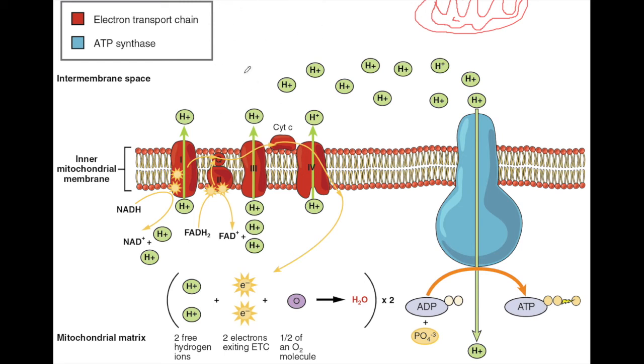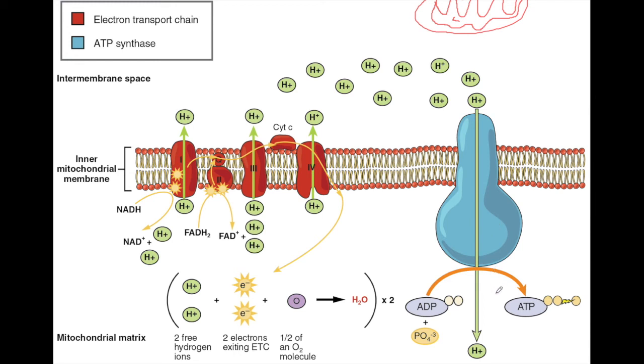So we've got a high proton concentration here. Therefore, by diffusion, they want to pass where? Inside the matrix, and they do. Now, protons pass back into the mitochondrial matrix through protein channels in the inner membrane, moving down their concentration gradient. So we used energy to get them to the intermembrane space, and now they pass themselves back into the matrix.